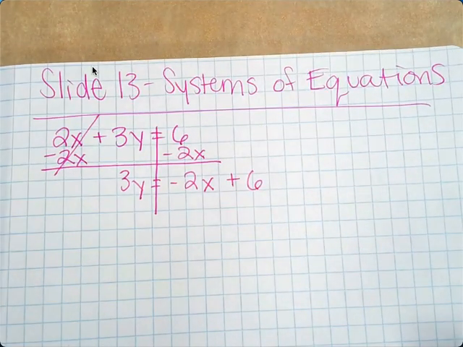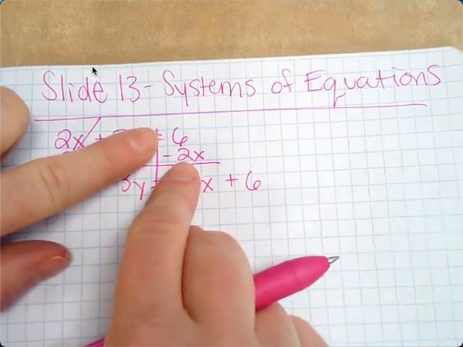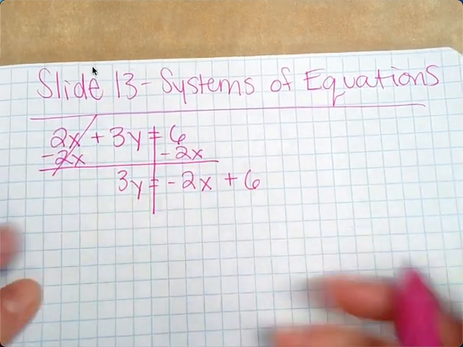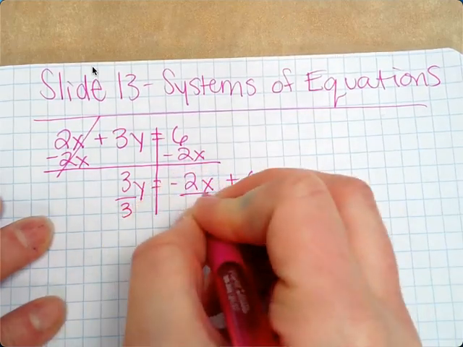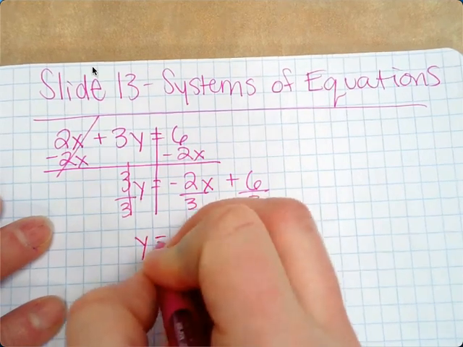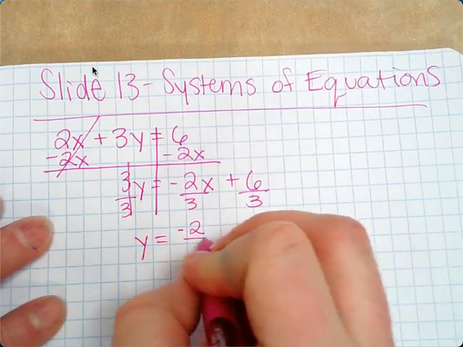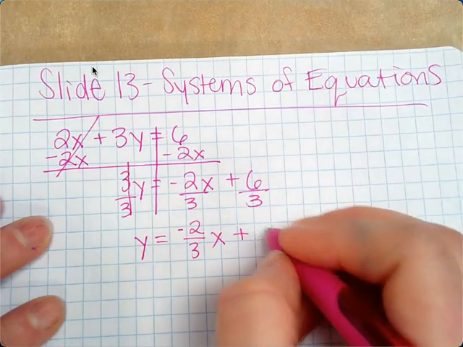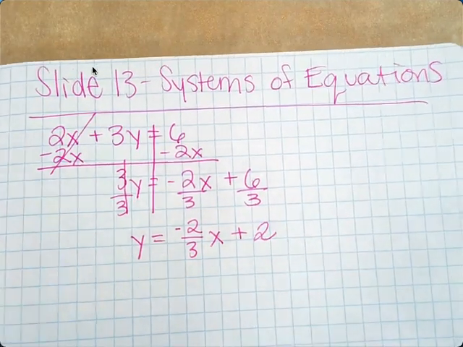I always do the mx plus b, so I always reverse these, but I take the sign that's in front of it with it. So negative 2x plus 6. Then divide by 3 all the way through. So y equals, it's still negative 2 over 3x plus, what's 6 over 3? 2.